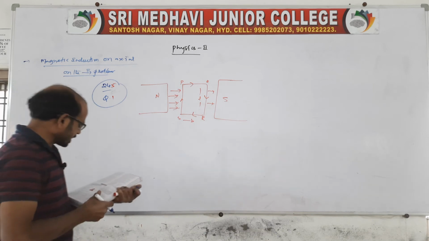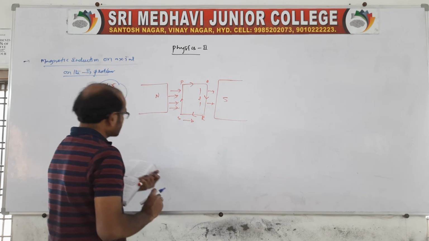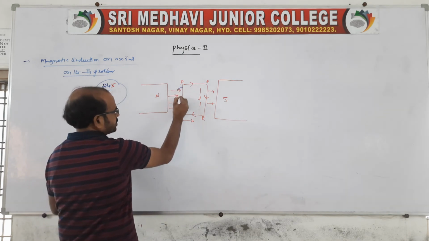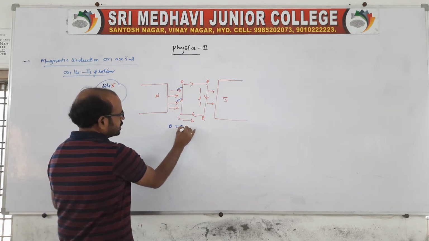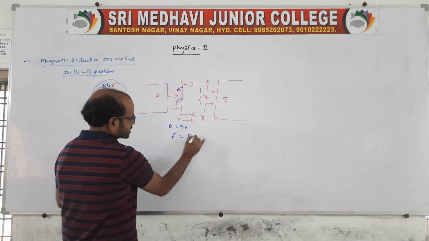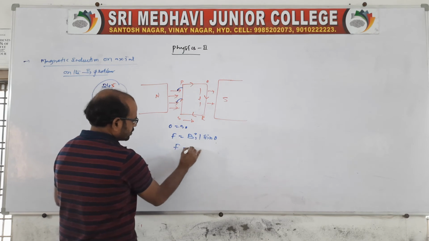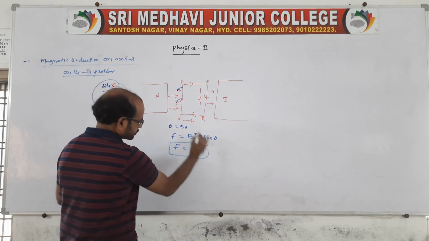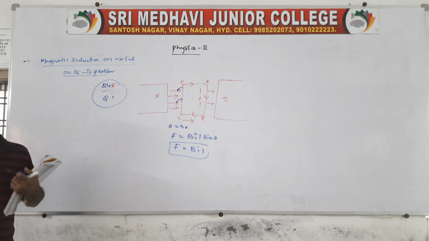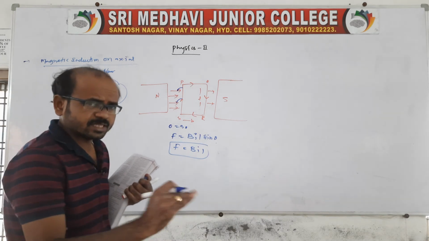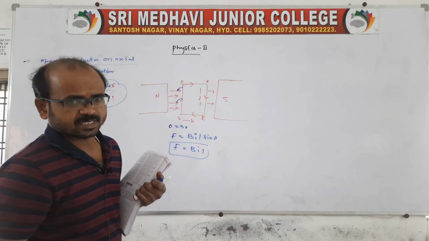Clear? So it takes a turning effect, no? There will be a force acting. The sides which are perpendicular, there will be theta 90. Therefore, there will be a maximum force, BIL sin theta, no? At this place theta is 90, so F is equal to BIL. This question was already there in the previous chapter.